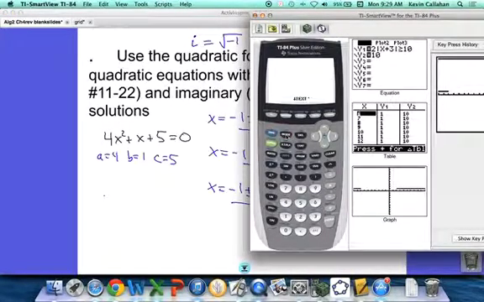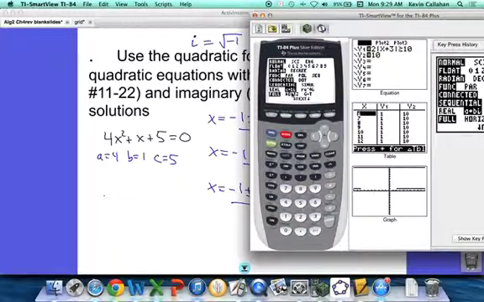The mode key right here, it's got to be set on that line right there to A plus BI, or else it's just going to give you an error that says non-real. So make sure you set that to A plus BI, and then it'll give you an answer that involves I.